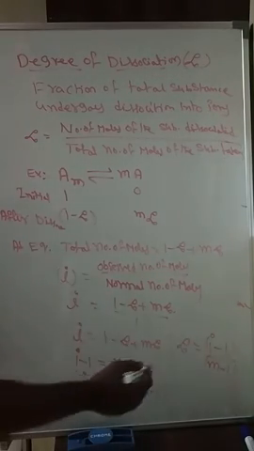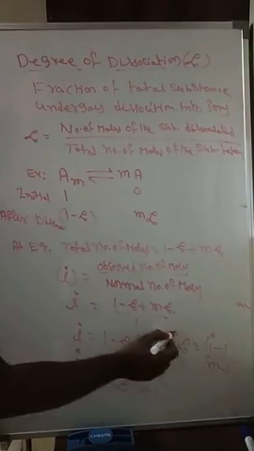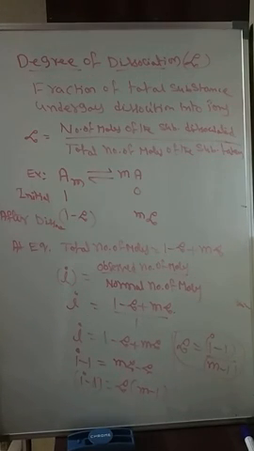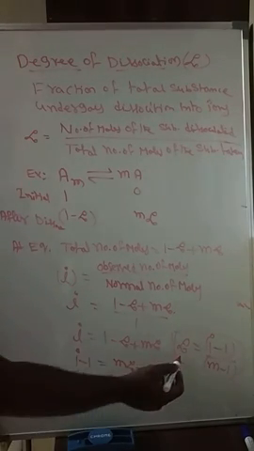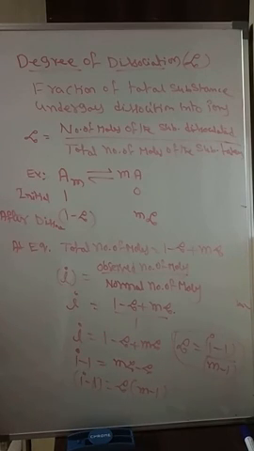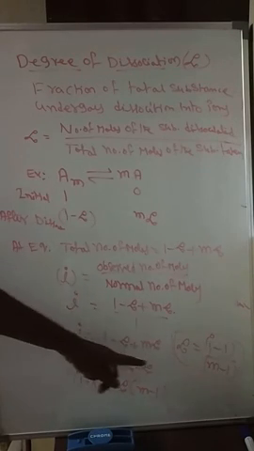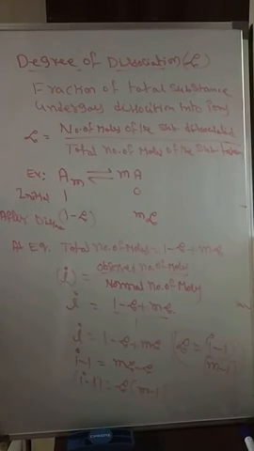So this calculates the degree of dissociation if you know the i value. This is also the relationship between alpha and i. Alpha is equal to i minus 1 by m minus 1. So using this formula you can calculate the degree of dissociation, the alpha value, if you know the i value.